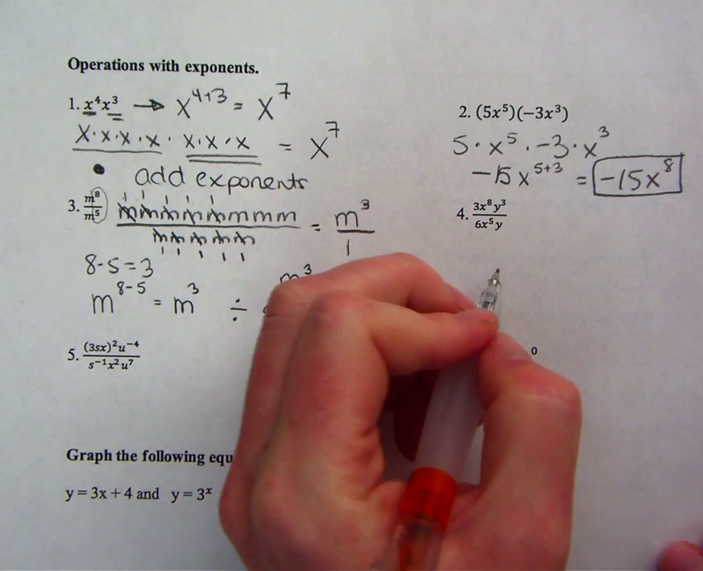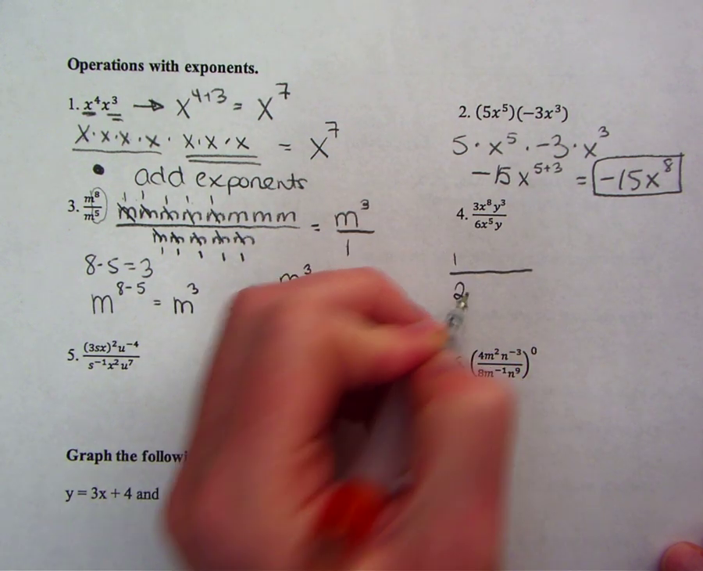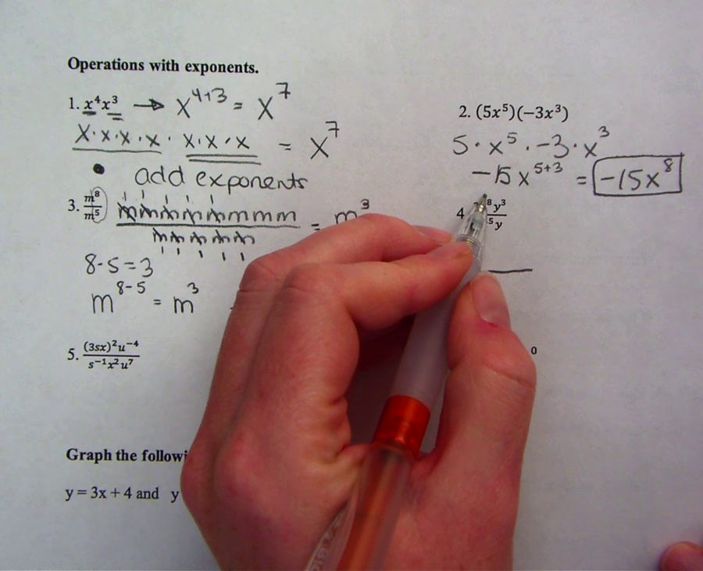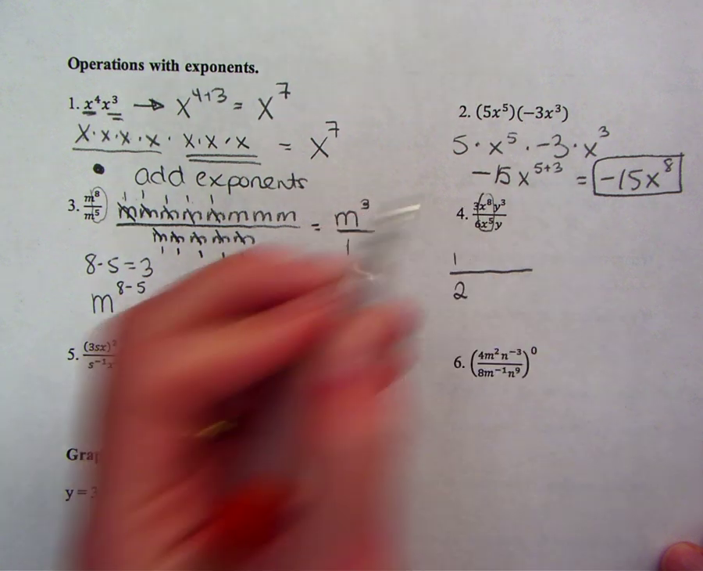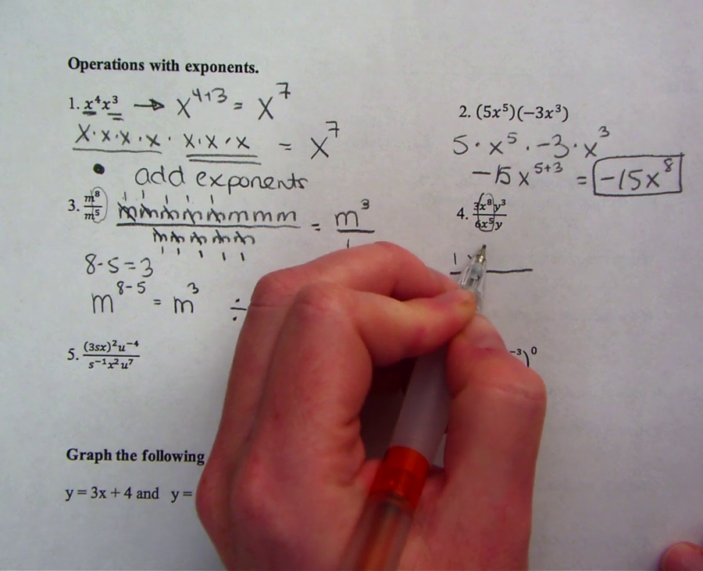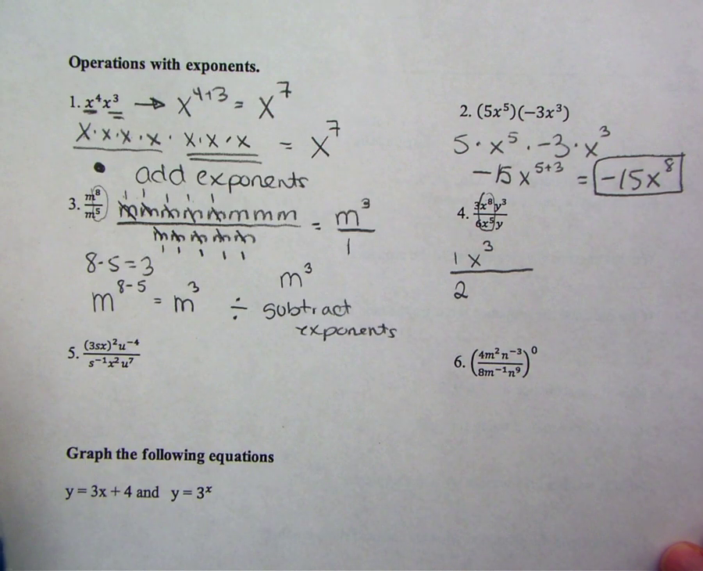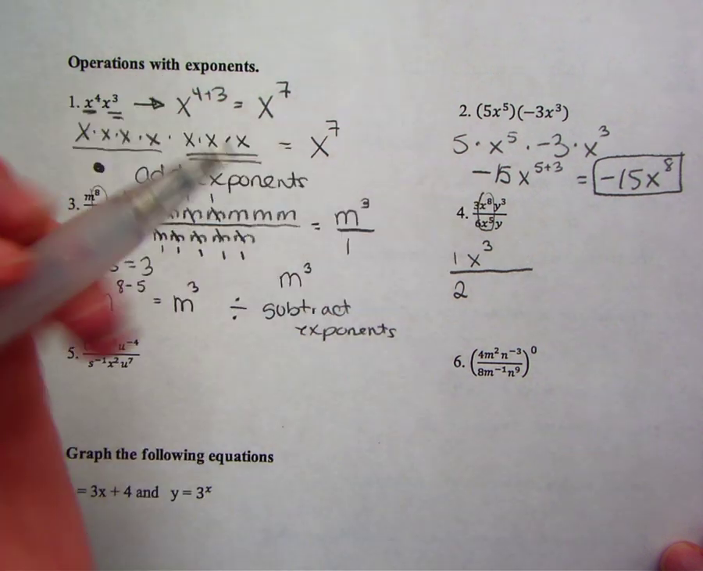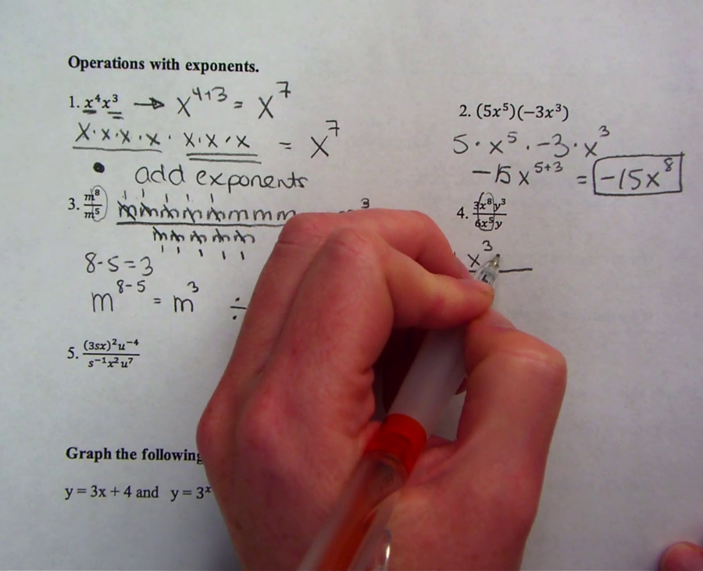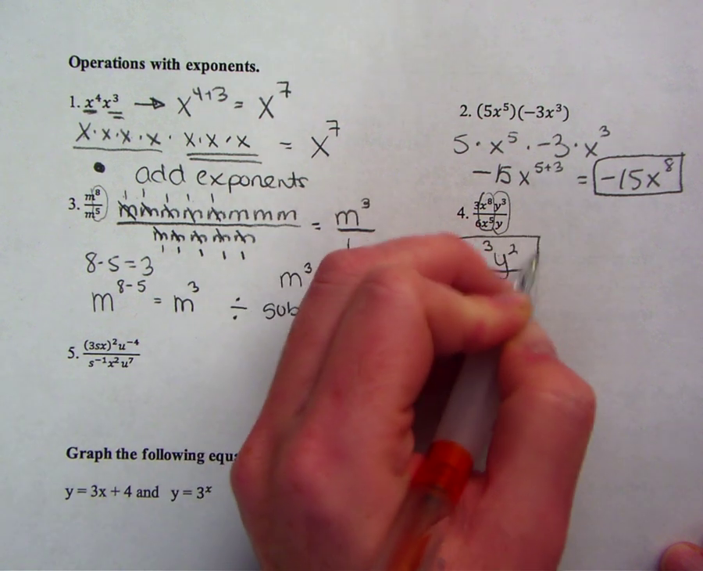So now we have another division problem. For the numbers, 3 over 6 reduced to 1/2. We look at our x's, and we have 8 x's on the top and 5 on the bottom. So we're going to end up with x to the 3rd. Okay, 8 minus 5 is 3. The x's are on the top because that is the larger exponent. And then y to the 3 minus 1 is y squared. And that is the answer.